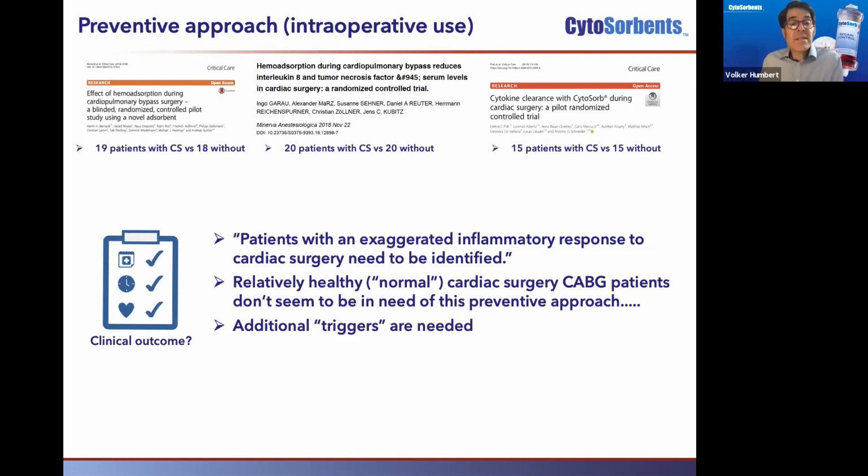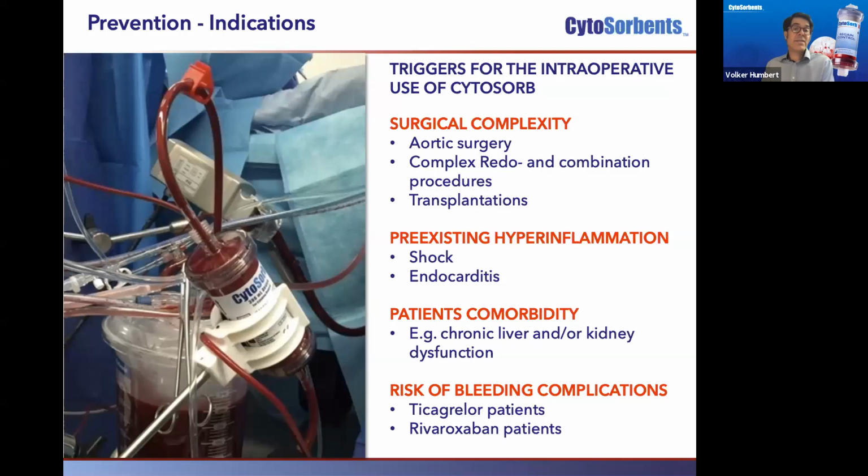So what we need is additional triggers. And those triggers, to our current understanding, are listed on the next slide. Currently, we see as triggers for the intraoperative use of Cytosorb therapy the following four conditions or aspects. First of all, surgical complexity. I will explain every single aspect in more detail in the coming slides.